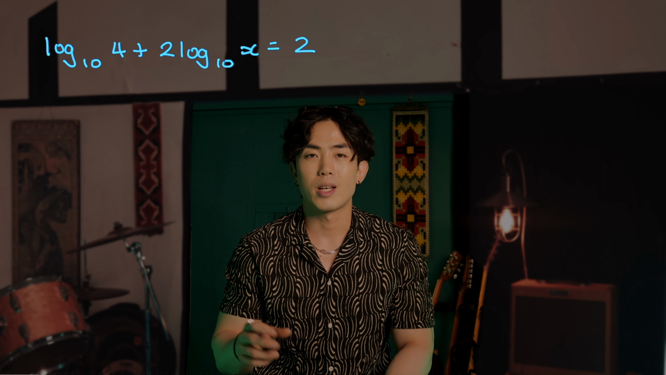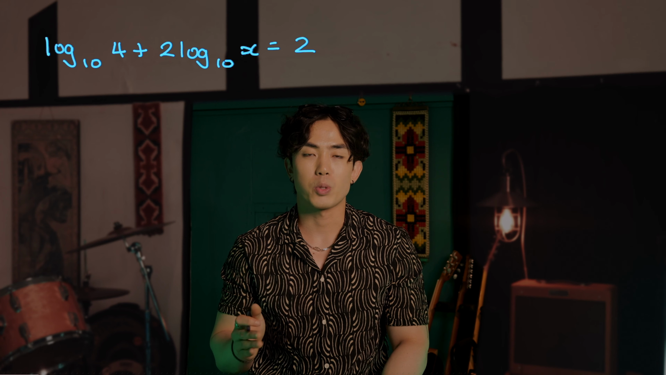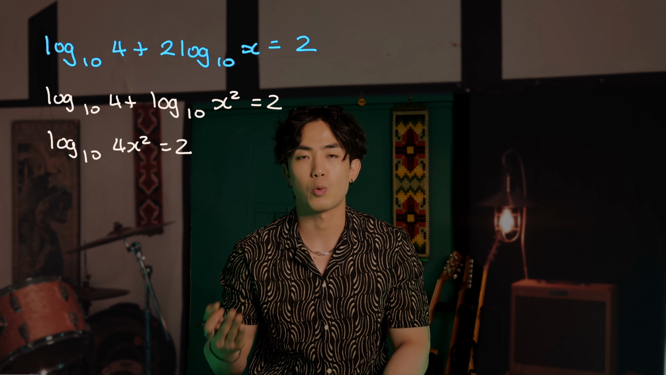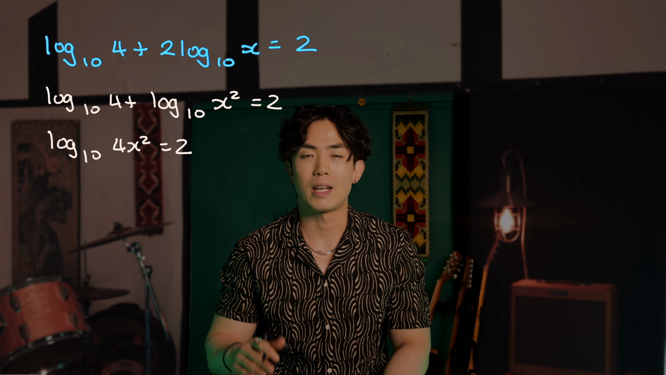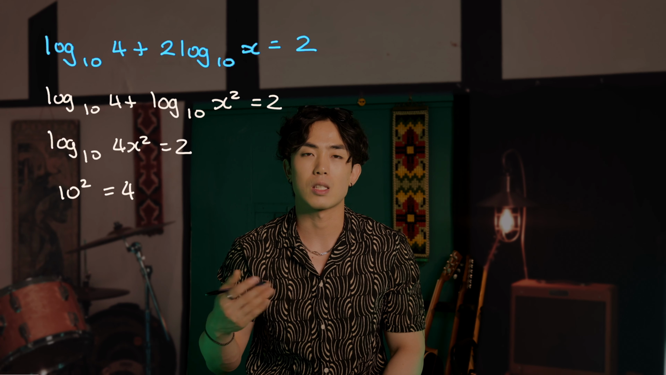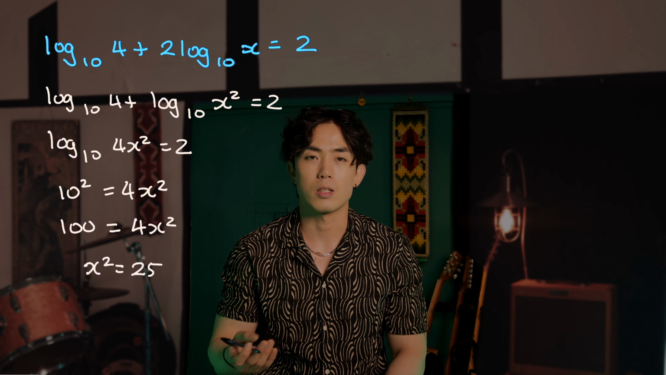Okay, so using these rules, we can actually solve further questions. So let's look at this example here. First things first, we have 2 different logs and we're adding them up, so we can use the multiplication rule. So that's going to combine into log 4x squared to the base 10 is 2. We can now convert it back into exponential form. So that's going to give us 10 squared is 4x squared, and solving for x is just 5.